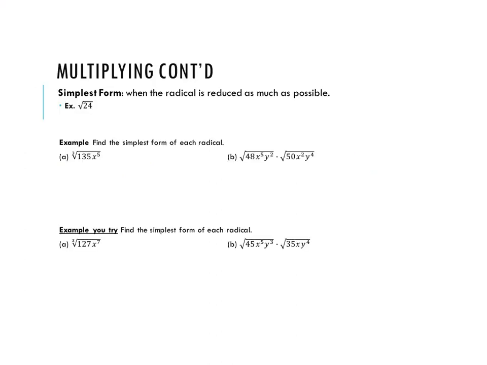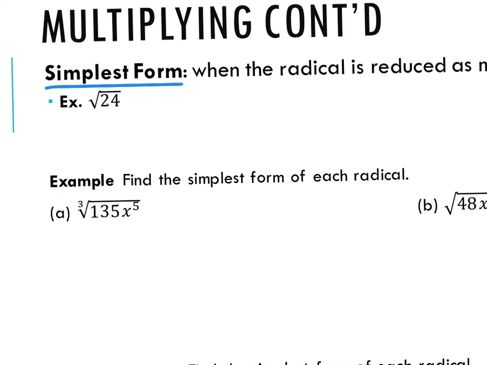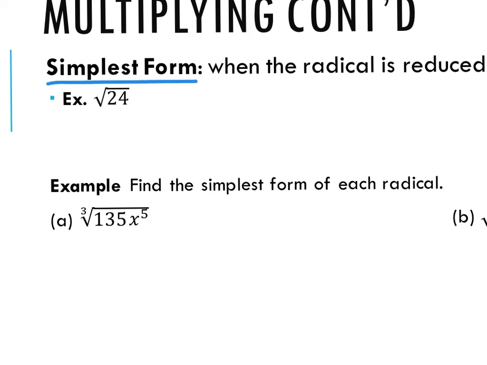Our next definition is simplest form, and this is pretty self-explanatory. So when the radical is reduced as much as possible. So notice we have a simple example there for the square root of 24. Okay, now we know that we're going to do a factor tree. I know that 4 times 6 is 24. And 4 breaks into 2 and 2, 6 breaks into 2 and 3. Because I have square root, I want sets of 2. Notice a 2 comes out of the radical, and what's left inside is a 2 times 3, which would be 6. So the square root of 24 is in simplest form when we write it as 2 square root 6.